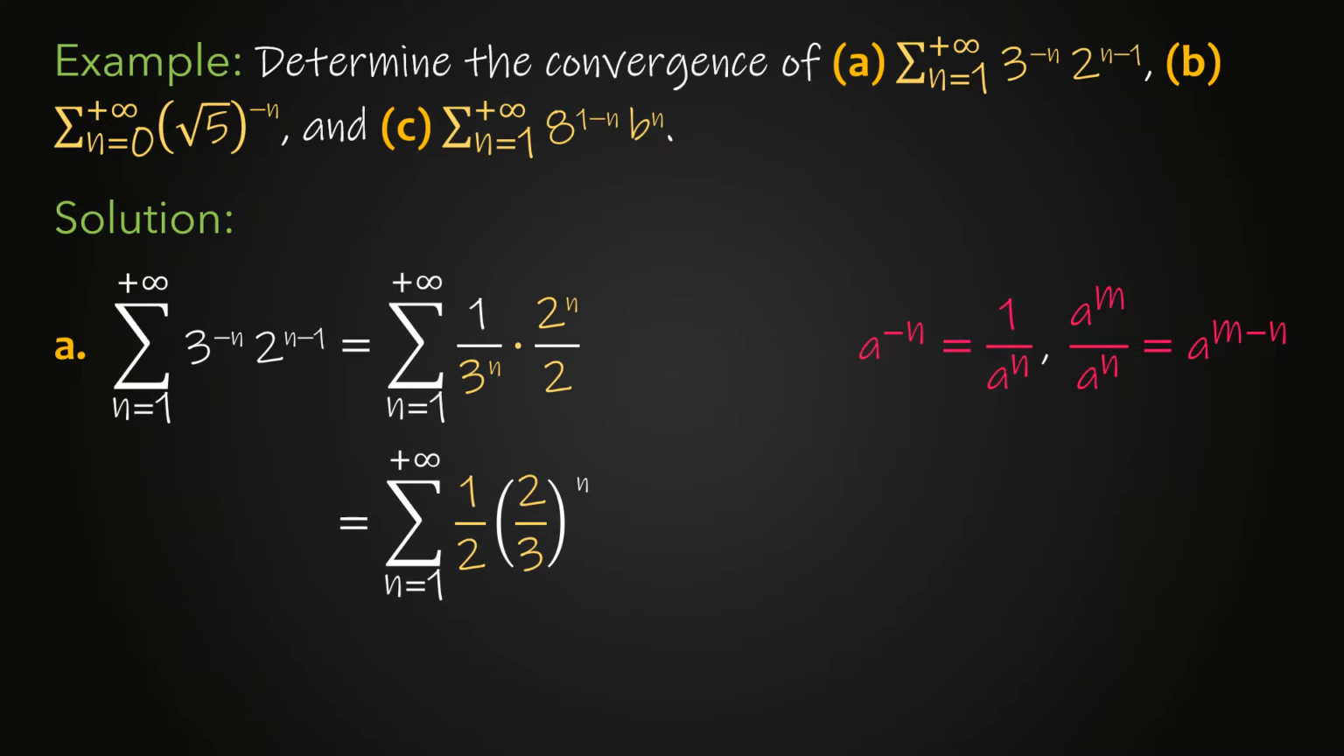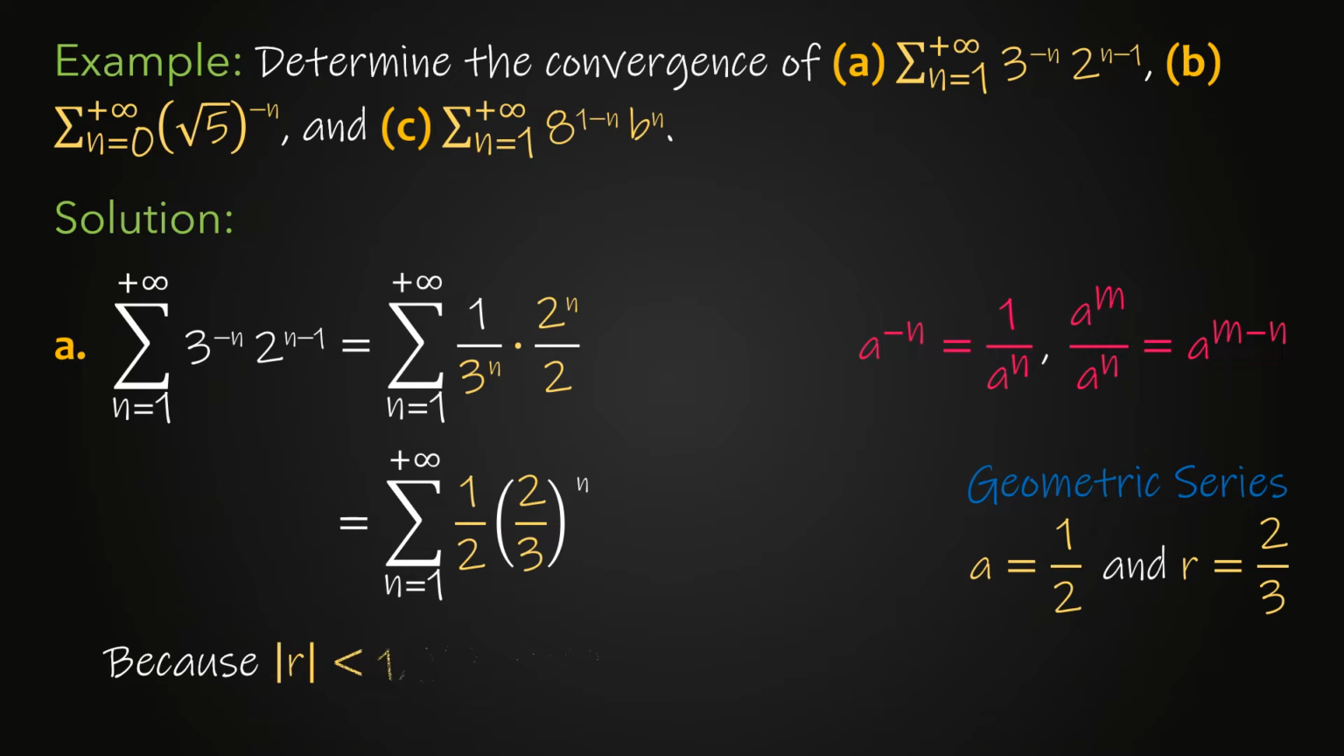The series is a geometric series where a is 1/2 and r is 2/3. Because the absolute value of r is less than 1, the geometric series is convergent. B. Write the series as a geometric series. Use properties of exponents.